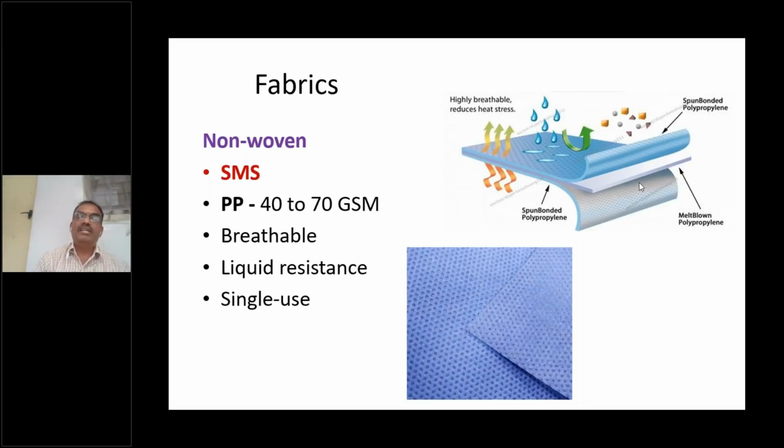So this melt blown is very, very important for mask manufacturing, where they use it in the inner layers, because particle filtration is very important for the mask. Next slide, please.